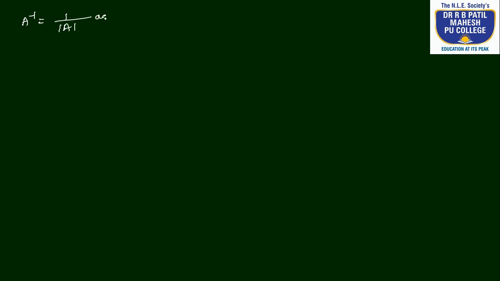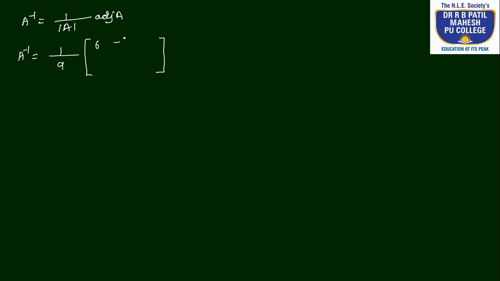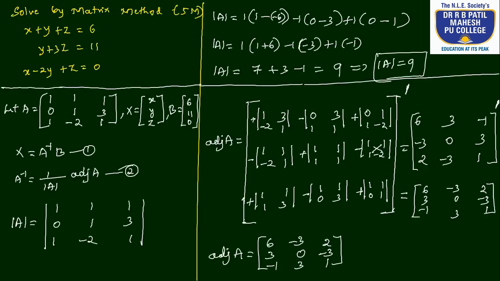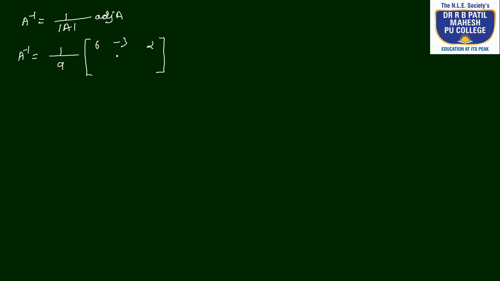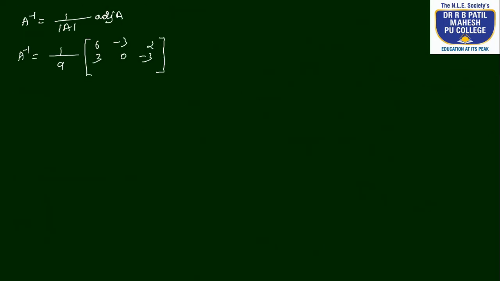So you have determinant of A. In the previous slide I got it as 9, so determinant of A is 9, and then adjoint of A, as it is I have to write the adjoint. So what I got here: 6 minus 3 2, and then 3 0 minus 3, and then minus 1 3 1. This is A inverse.